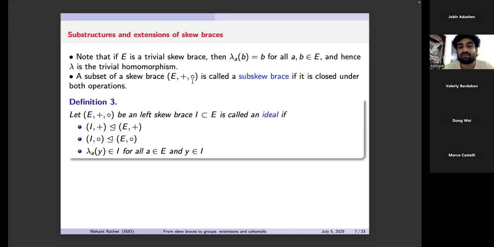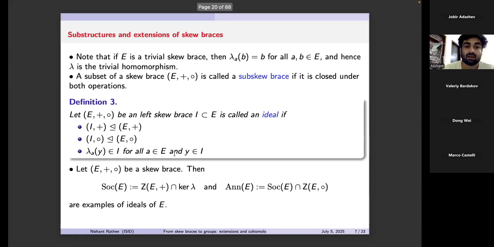So ideals are the interesting substructures in this category. Suppose you have a skew left brace E, then a set I is called an ideal of E if it is a normal subgroup of E plus, a normal subgroup of the circle multiplicative group, and it is invariant under the lambda map for all a belonging to E. So lambda_a(y) belongs to I for all a in E and y in I. These are called the ideals in the category of skew braces.